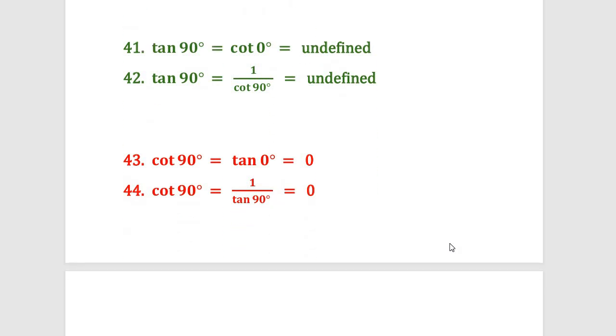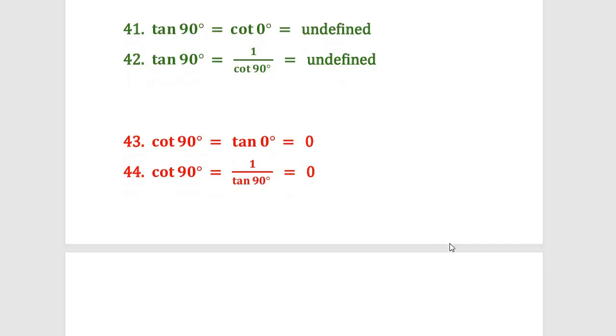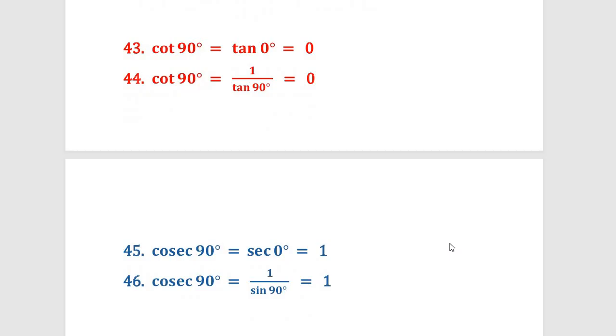41. Tan 90 degree equals cot 0 degree equals undefined, since there is a 0 in the denominator in the ratio, so it is undefined. And tan 90 degree equals 1 by cot 90 degree equals undefined. Similarly, cot 90 degree equals tan 0 degree equals 0. 45 is cot 90 degree equals 1 by tan 90 degree equals 0.